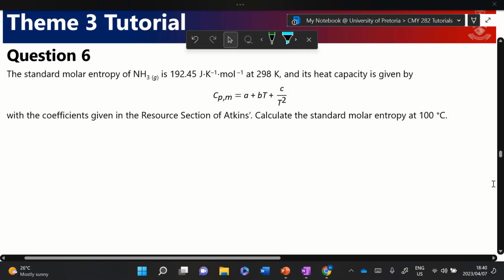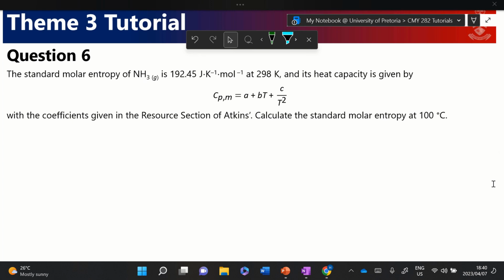Right, so let's look at question 6 of the tutorial. We're given the standard molar entropy of ammonia gas at 298 Kelvin and its heat capacity, given as a function of temperature. In other words, it implies that its heat capacity is not constant or independent of temperature. It is a function of temperature, and the coefficients are as given in Atkins's resource section.